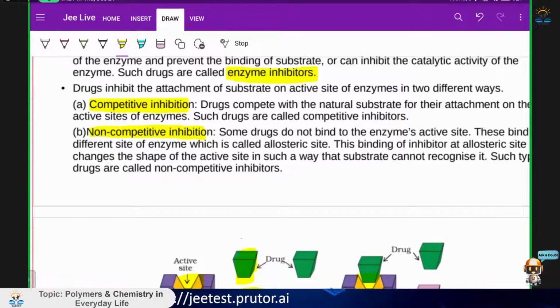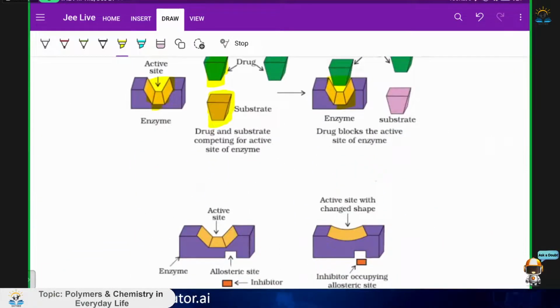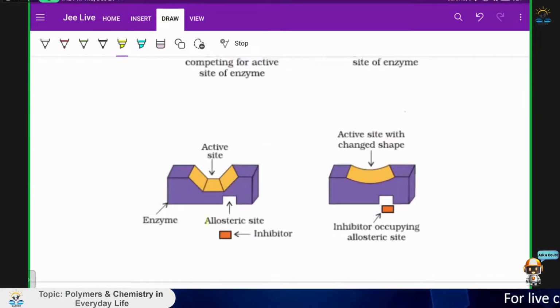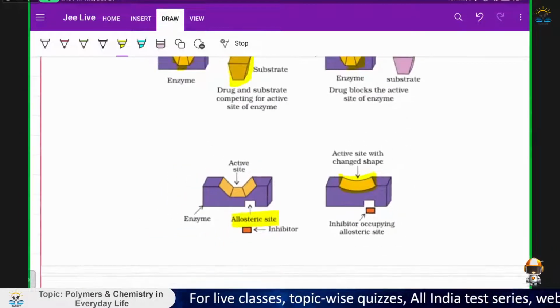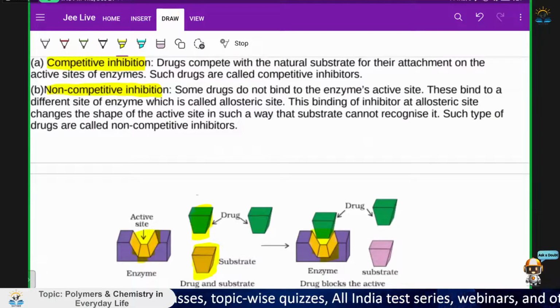Now, what is non-competitive inhibition? We give a drug that binds with another site on the enzyme known as what? The allosteric site. When the drug binds with the allosteric site, what happens? The active site's shape changes. When the shape of the active site changes, the substrate cannot bind with the enzyme. So this type of inhibition is called what? Non-competitive inhibition.